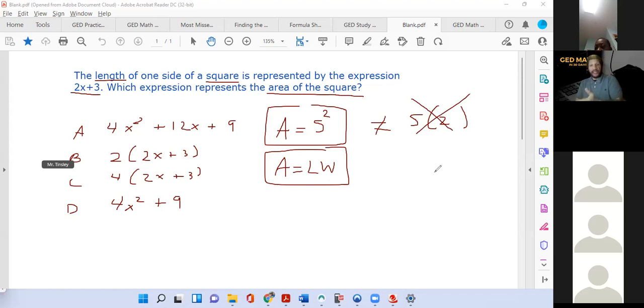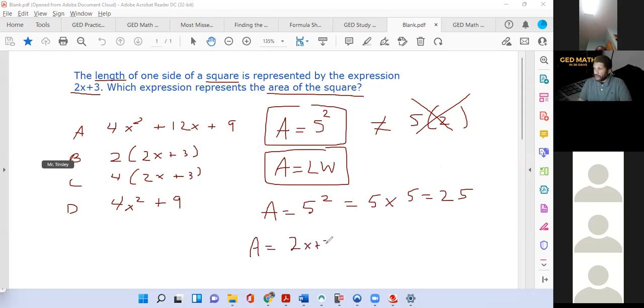As Darlene said, you have to multiply it by itself. So for example, if my side was 5, I would say A equals 5 squared, which is 5 times 5, which is equal to 25. Does everybody understand that? But our side is not 5. It is 2x plus 3. So area equals (2x plus 3) squared, which is equal to (2x plus 3) times (2x plus 3). Does everybody understand that step?